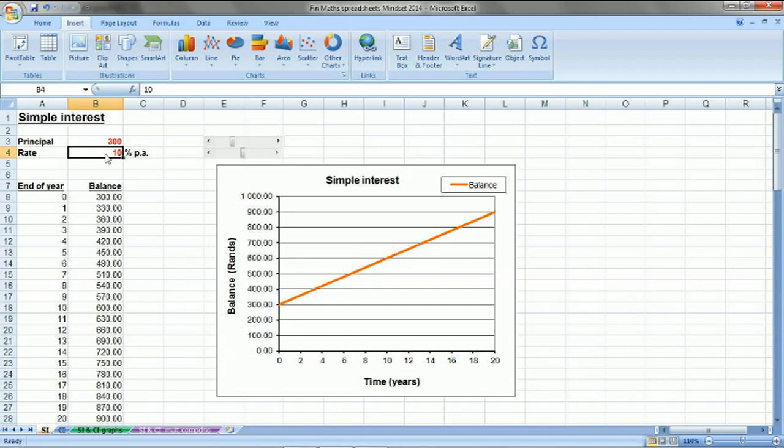But the cool thing about this is that we can make this a negative for depreciation, and so if we make this negative 10, what do you think is going to happen? It'll go down. It's going to go down because it's got a negative slope. Yes. Okay, and so we can type in positive and negative values there.